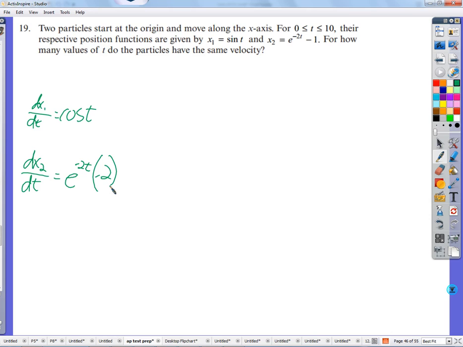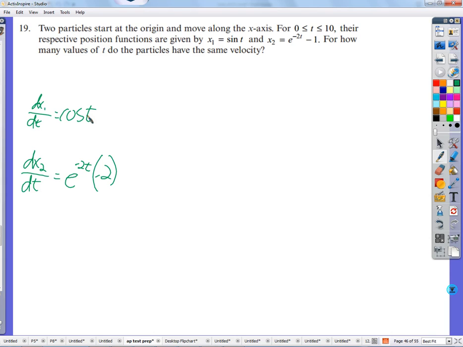All right. So we have the two velocity functions. Just reading the question again, even if we were kind of clueless, should get us one step further. These functions are valid between time 0 to 10. For how many values of t do the particles have the same velocity? If I plug in t for this function, it'll tell me how fast the particle is going. If I plug in t into this function, it'll tell me how fast this particle is moving. How do I figure out when they have the same velocities?